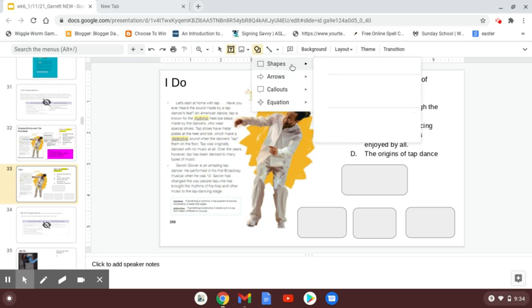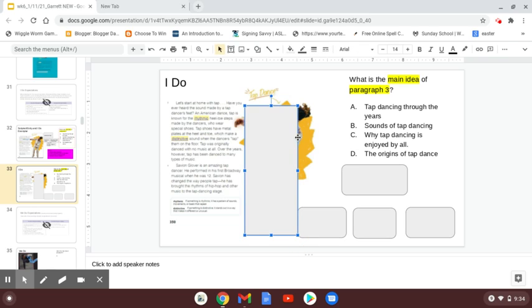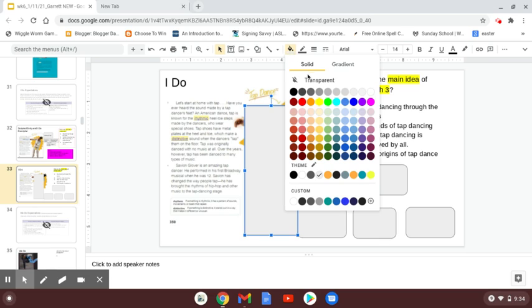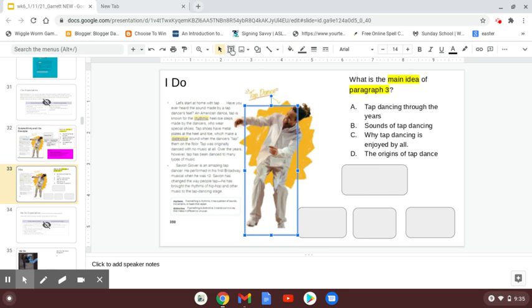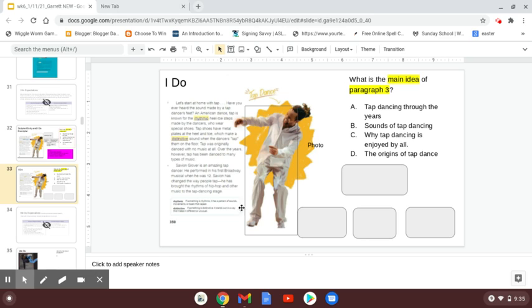So I'm going to put a box around him just to emphasize that this is a text feature that I need to pay attention to, and that it's a real photograph. I even want to label this as a photo. Okay, I know the author includes the photographs to help me as the reader to visualize or see what they're talking about in the text specifically.